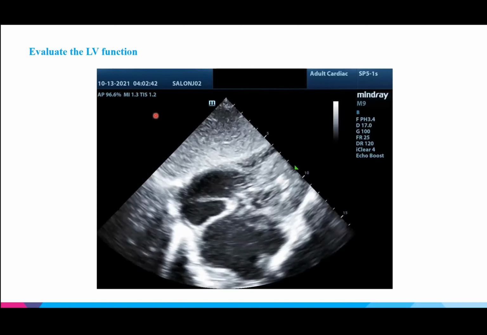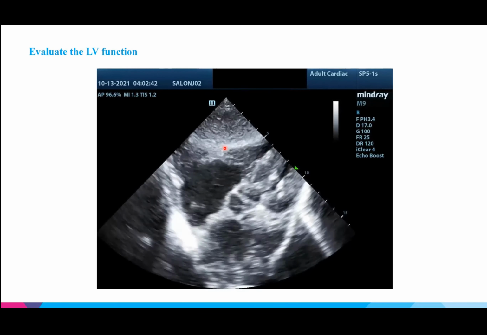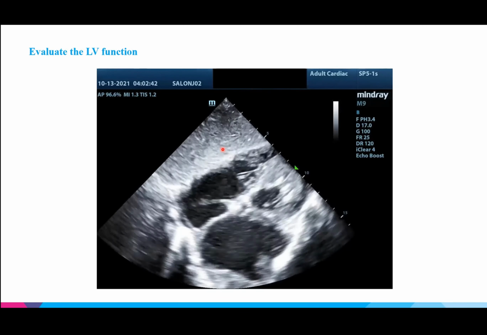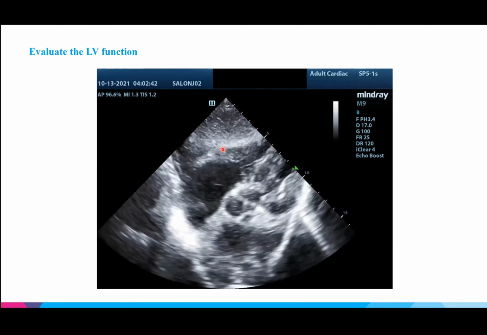All right, so we're saying 63% hyperdynamic, and then some for normal, and then some for reduced. And so what view is this, guys, again? Exactly, yes. This is another subcostal view, right?